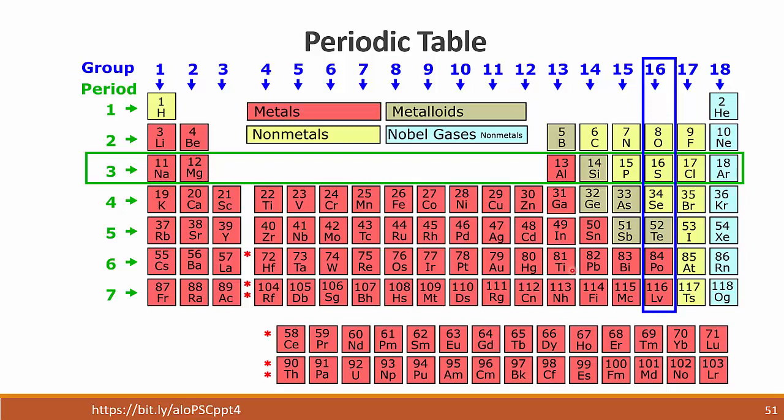And you notice how it tells us where metals are, in this case highlighted with this color, where non-metals are, highlighted with this color, where noble gases that are also non-metals are, and where the metalloids are located.